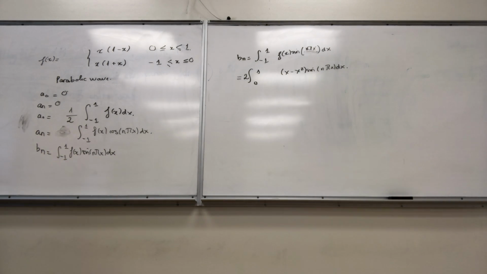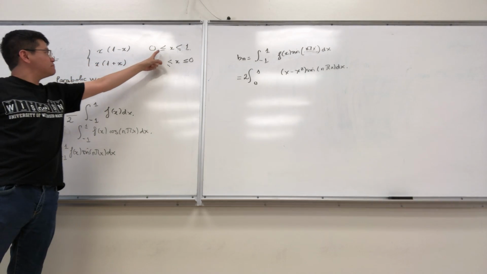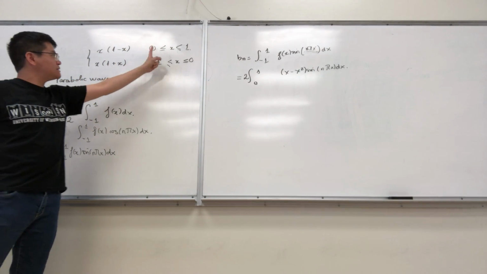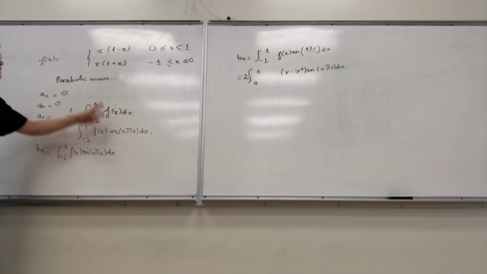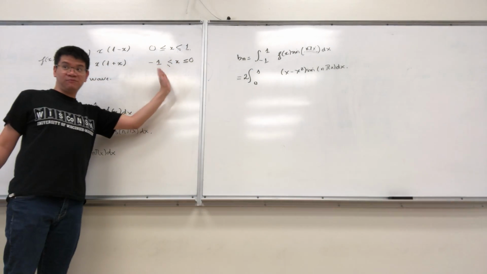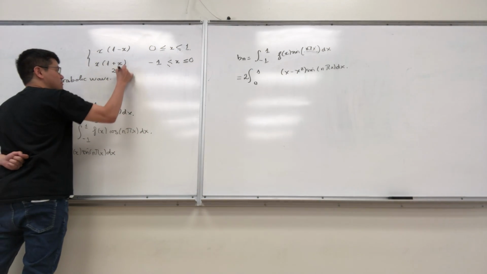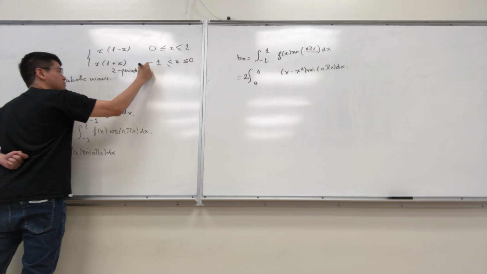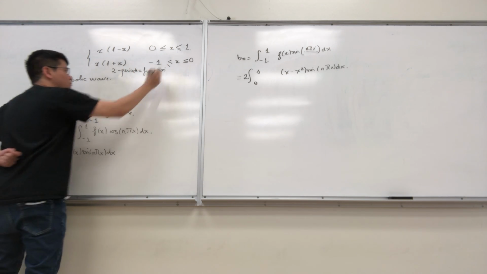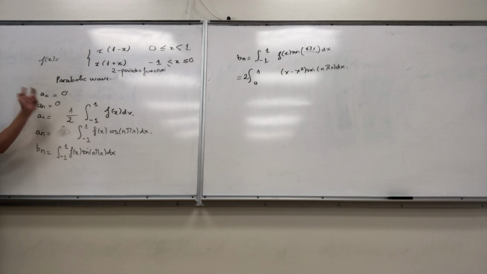Right. So let me explain again. Last time we were trying to compute a Fourier series of the parabolic wave, in which the function is defined to be x(1 minus x) when x is going from 0 to 1, and x(1 plus x) when x is going from minus 1 to 0. So this is a 2 periodic function. In other words, we don't have to consider the function outside of the interval minus 1 to 1. So minus 1 to 1 is the interval that we want to study.